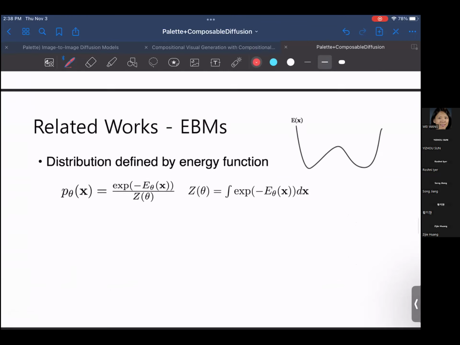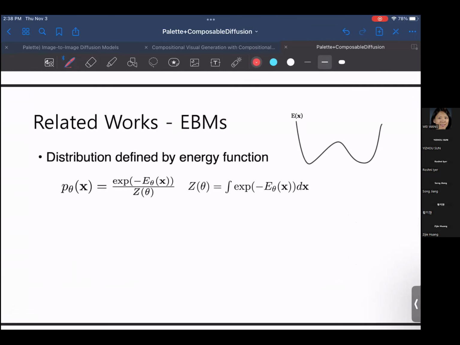First, I'd like to give a slight introduction to this energy-based model. I was very new to this concept. I didn't really look into energy-based models before looking into this paper. So I would like to share some of my insights from reading through and understanding EBMs.